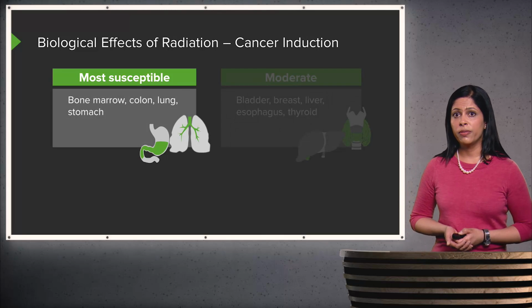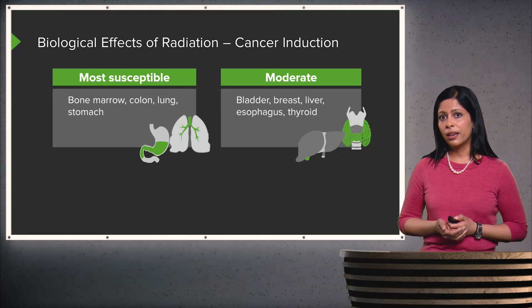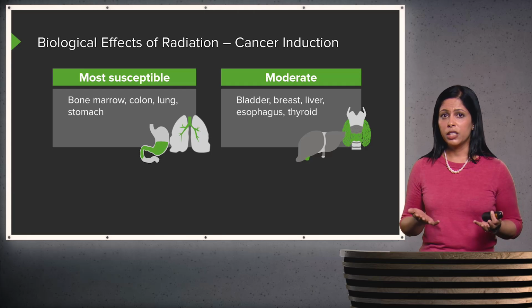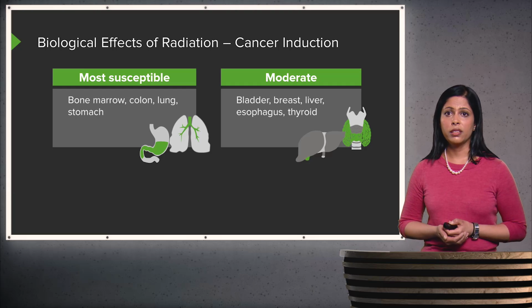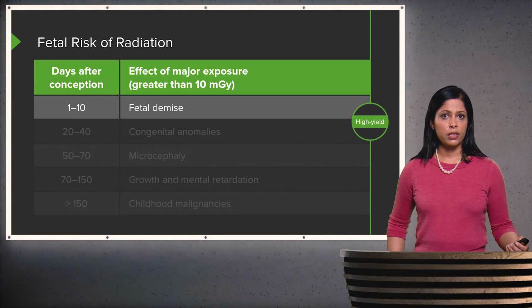Most susceptible to the effects of radiation are the bone marrow, colon, lung, and stomach, with moderate effects on the bladder, breast, liver, esophagus, and thyroid. And the effects that these organs have are really induction of cancer. Children are obviously the most susceptible. They have the most stem cells, and stem cells are very susceptible to radiation. So when imaging a child, it's always very, very important to be careful as to the amount of radiation that you provide. So let's take a look at fetal risk of radiation.